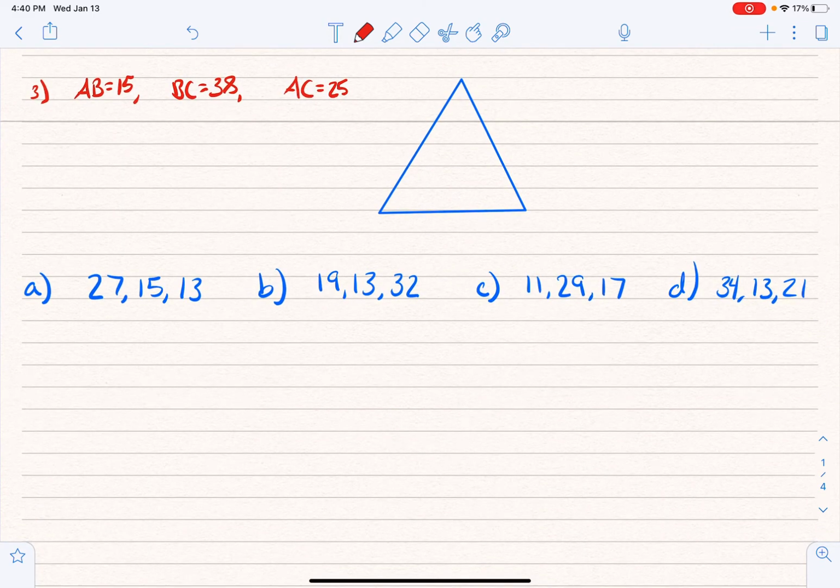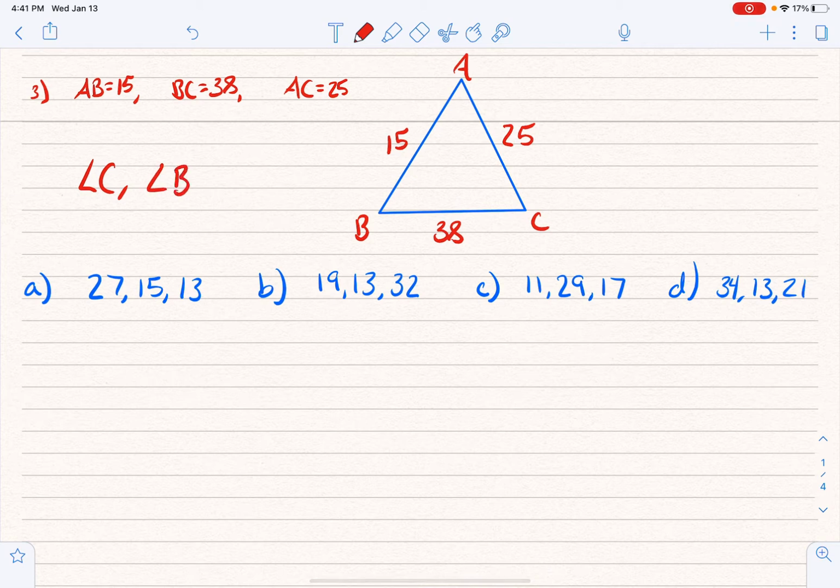Okay, last one, very similar. We've got this, I'm going to label it again, A, B, C. AB is 15, BC is 38, and AC is 25. Does anybody have a problem with this? I do. This can't actually be a triangle. 15 and 25 equal 40, so this would not work. But we'll just pretend you didn't catch that part, and we'll see what the angles would be, smallest to largest. So angle C would be the smallest, because it's opposite the smallest side. And then angle B is the next smallest, and then the largest would be angle A.